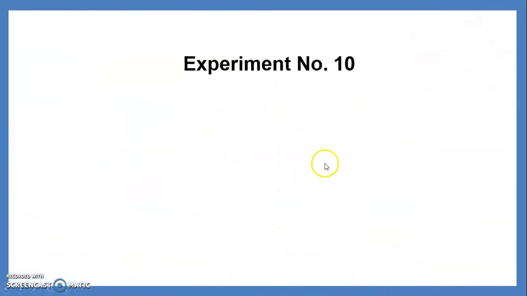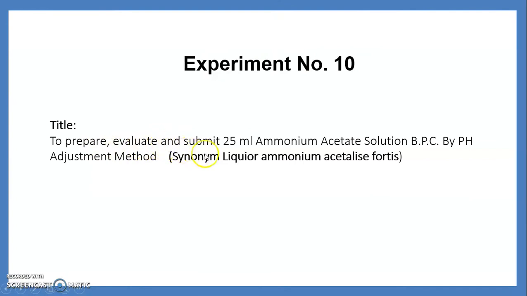Our today's experiment is experiment number 10. The title of our experiment is to prepare, evaluate, and submit 25 ml of ammonium acetate solution BPC by the pH adjustment method. Another synonym for this ammonium acetate solution BPC is Liquor Ammonii Acetatis Fortis, and this can be made by the pH adjustment method.